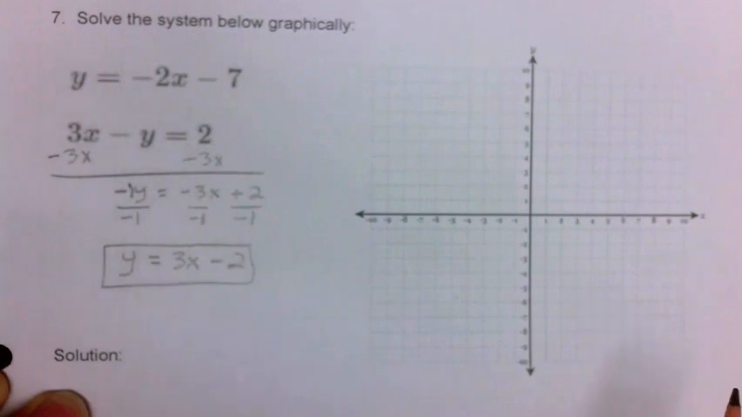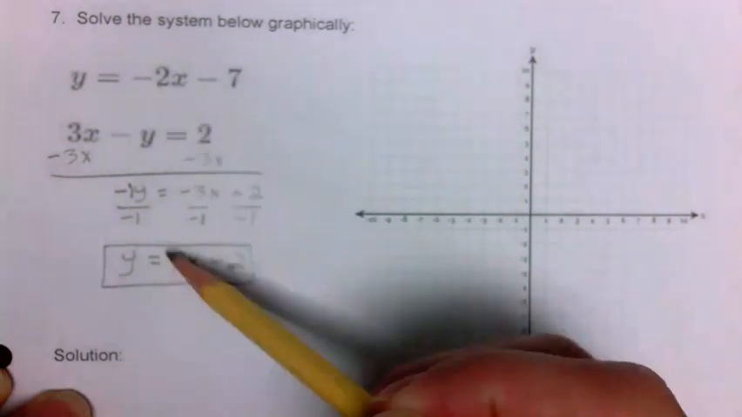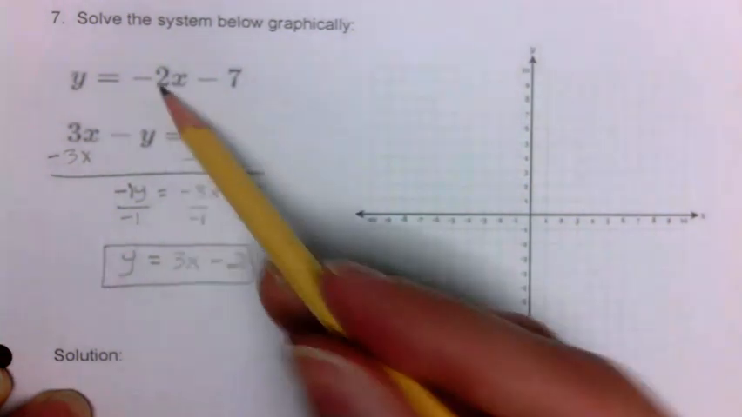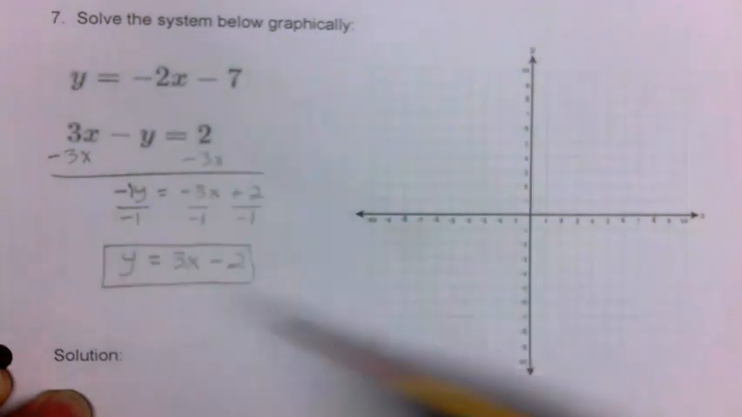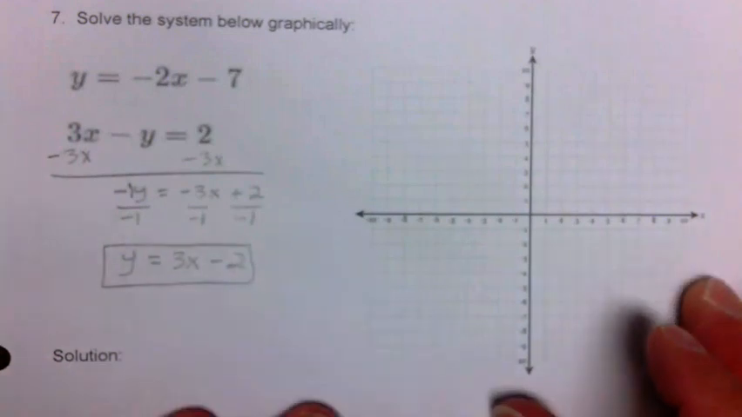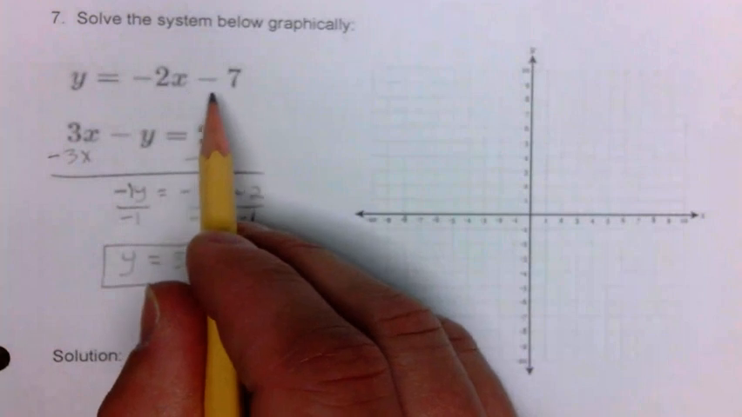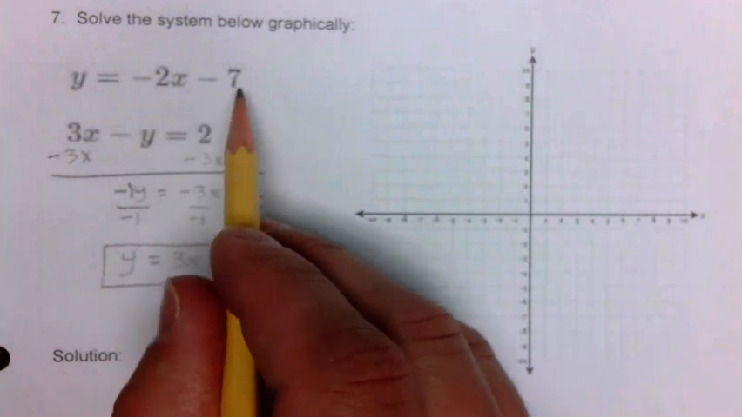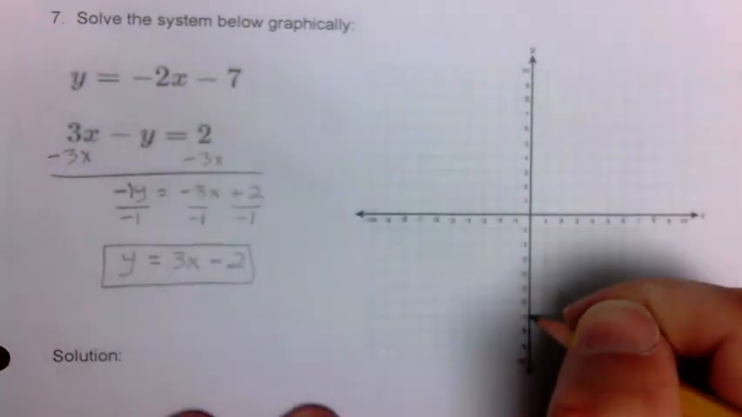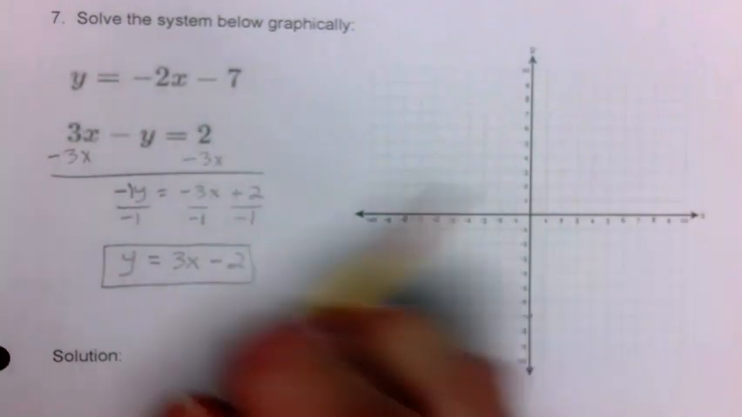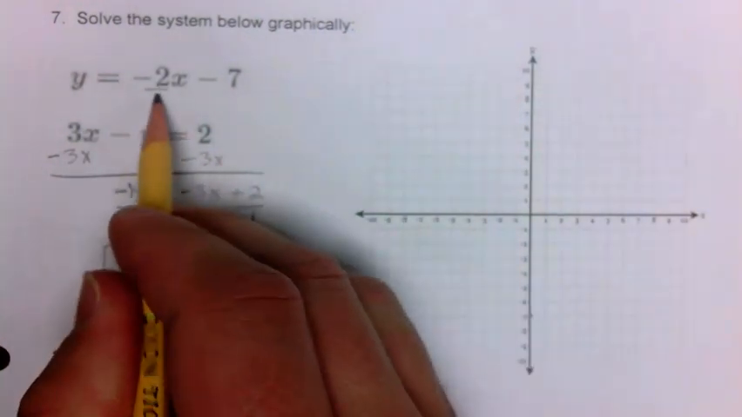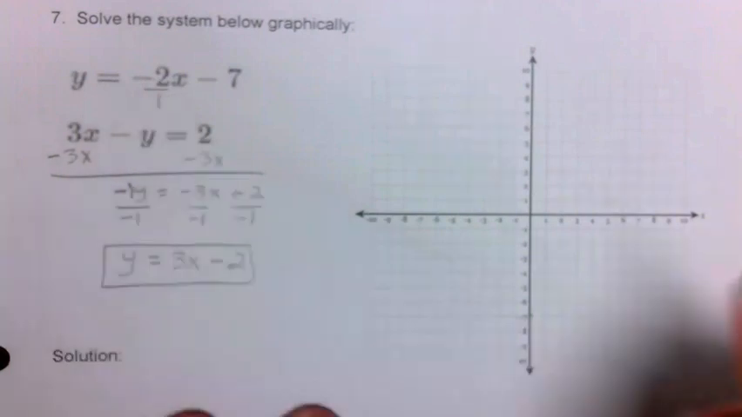And again, looking at these equations, I can see that they have different slopes. So there should be a point of intersection, which means we will have a solution. Our first equation, y equals negative 2x minus 7, we're going to start at 0 comma negative 7 since that's our b value. And then the rule of the slope, negative 2 over 1, down 2 to the right 1.